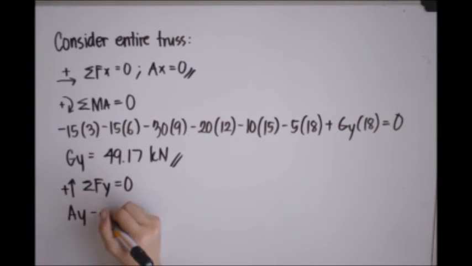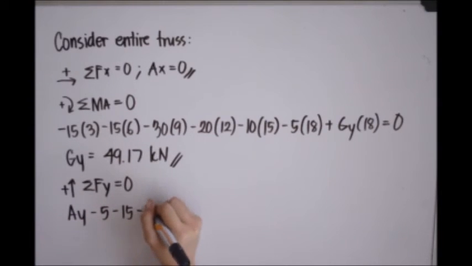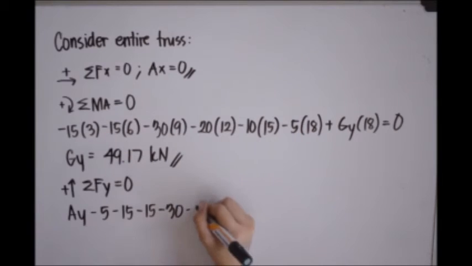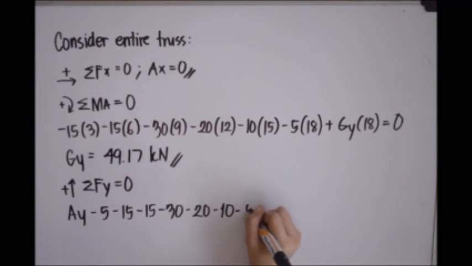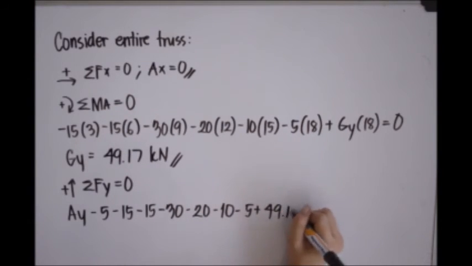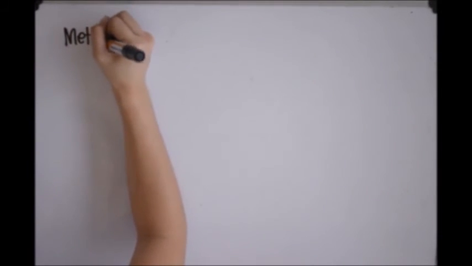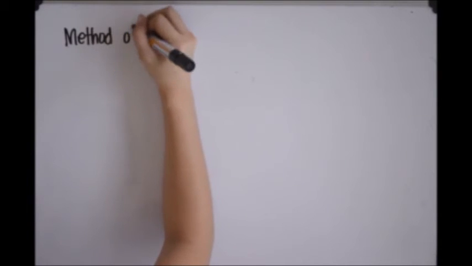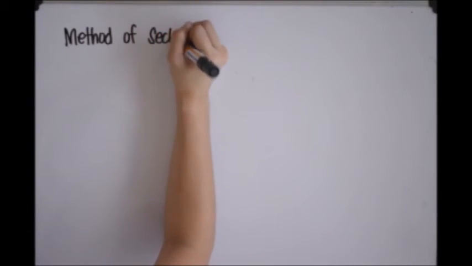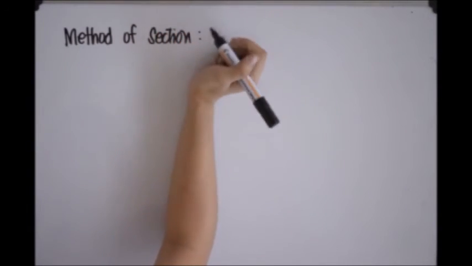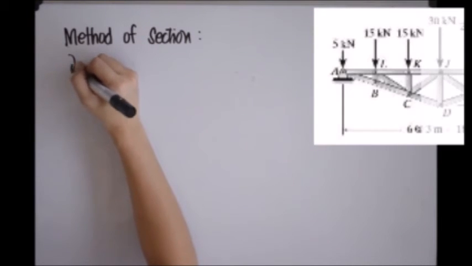Ay minus 5 minus 15 minus 15 minus 30 minus 20 minus 10 minus 5 plus 49.167 is equal to 0. So, ang Ay natin is equal to 50.83 kilonewtons. Hatiin natin ang truss doon sa may KJ, CJ, at CD. Then, i-isolate ang left side and do the math.